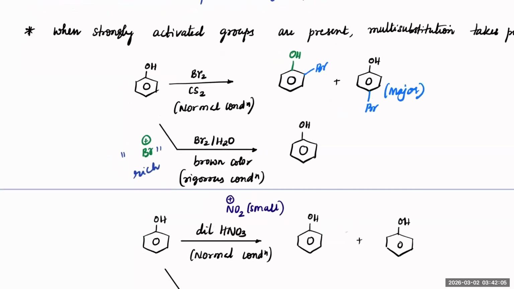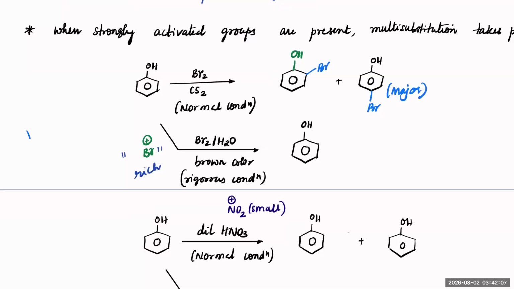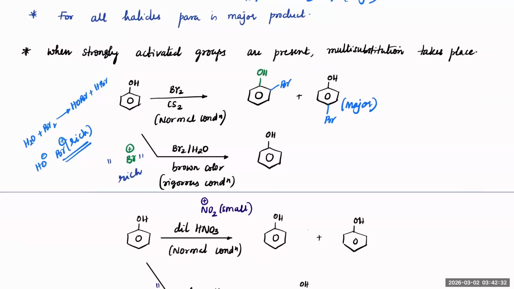What does that mean? See, the reaction goes something like this. We have H2O plus Br2. It will form HOBr plus HBr. And HOBr will have OH minus and Br plus. So the Br plus concentration is in rich amount. Because it is in rich amount, we can get bromine at the ortho position or even at the para position. So all the ortho and para positions are open for that.